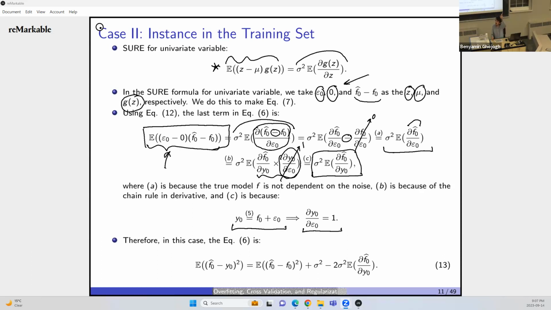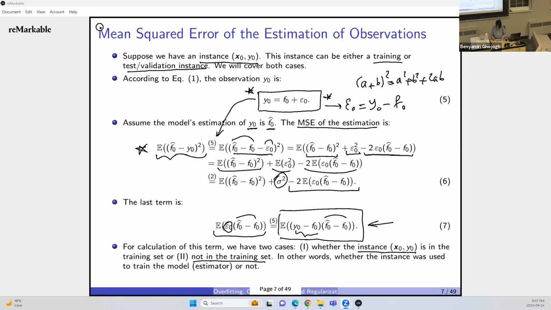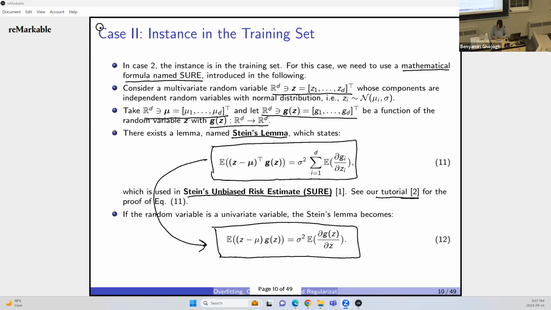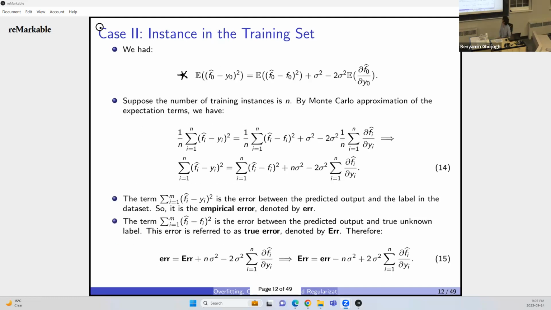Now put it back in equation 6, the mean squared error. Let's go back several slides ago. Equation 7 was the last term in equation 6, right? We just simplified that for our case. Let's put it back as this, and there are other terms we already had. Equation 6 becomes this. Again, I'm repeating here what we found.